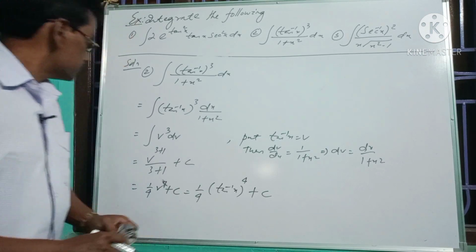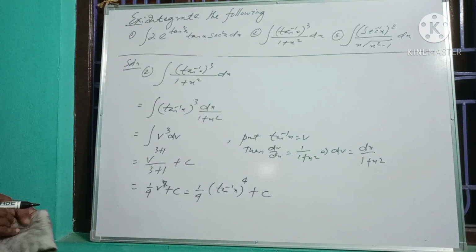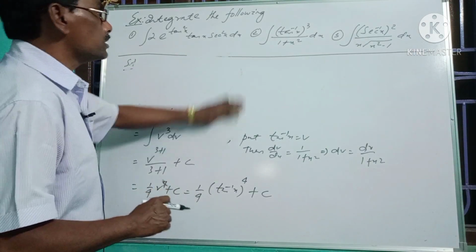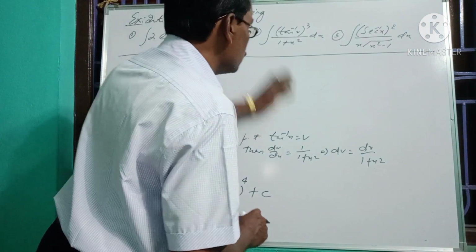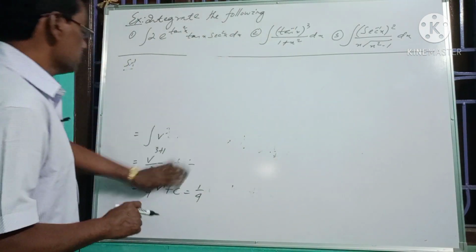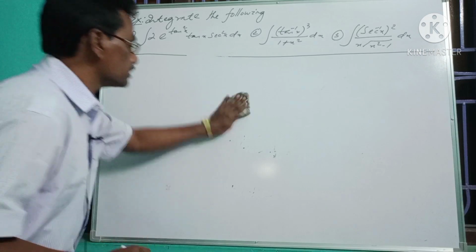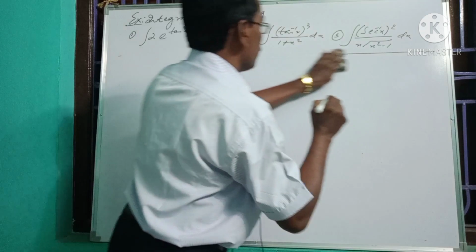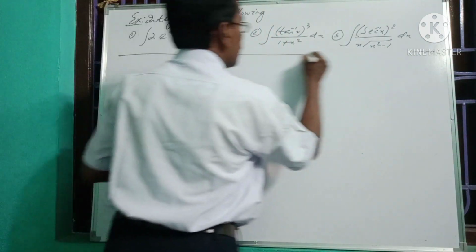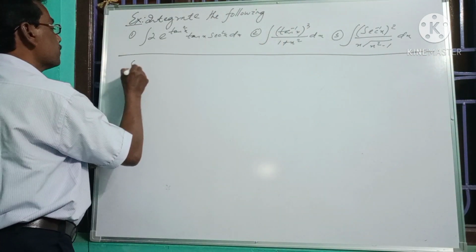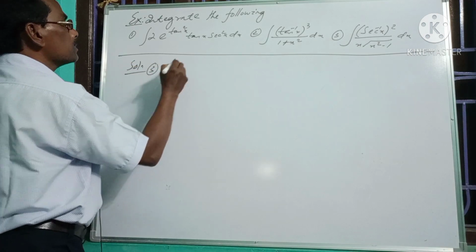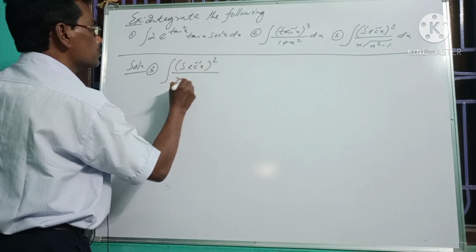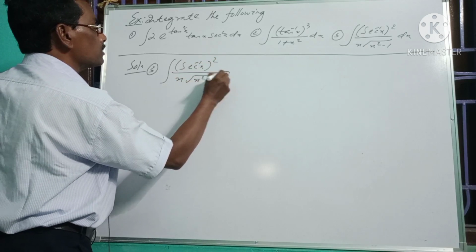Now let us try to solve the next problem, that is, integration of sec inverse x square by x into root of x square minus 1 with respect to x. So consider the third problem for integration, that is, integration of sec inverse of x square by x into root of x square minus 1 with respect to x.